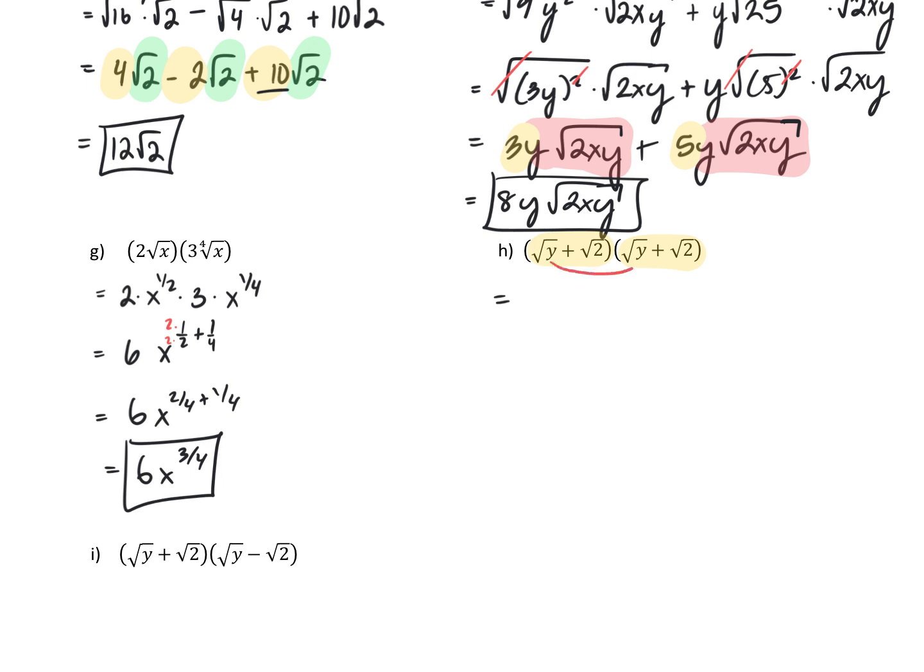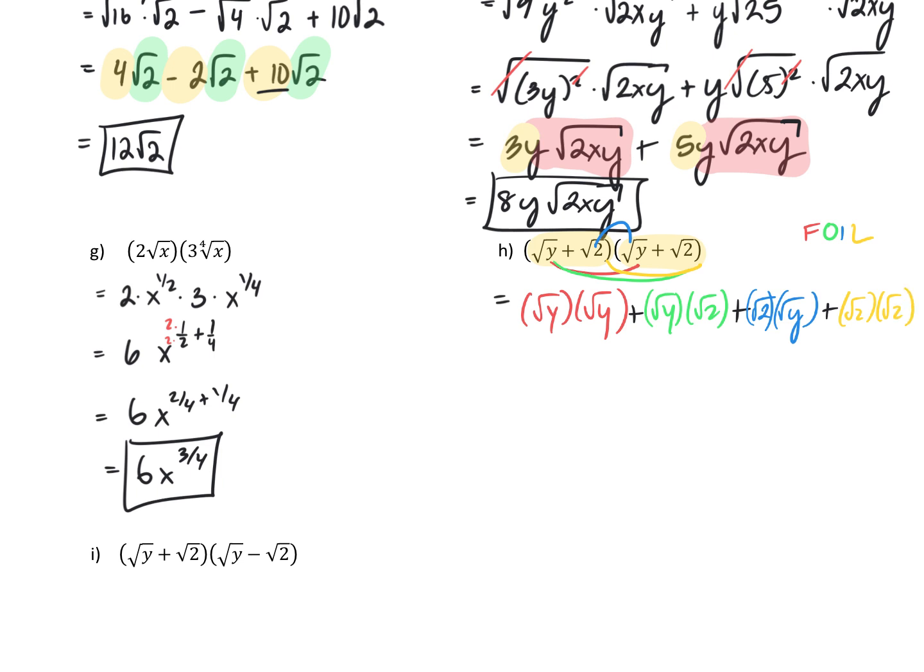Remember, FOIL is when you multiply out the first two terms, so that'll be the square root of y times the square root of y, plus, and then you multiply out the outside terms, so it'll be the square root of y times the square root of 2, and then you're going to multiply the inside terms for the I in FOIL, so that'll be square root of 2 times the square root of y. And then lastly, you'll do the last two terms of the L in FOIL. So that will be square root of 2 times the square root of 2.